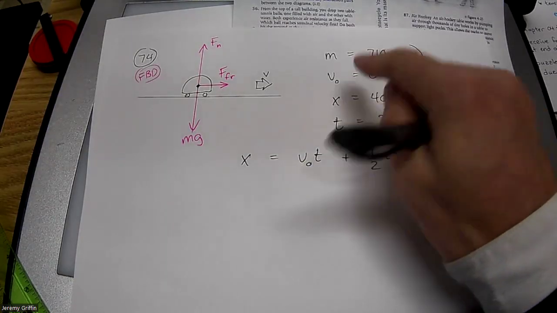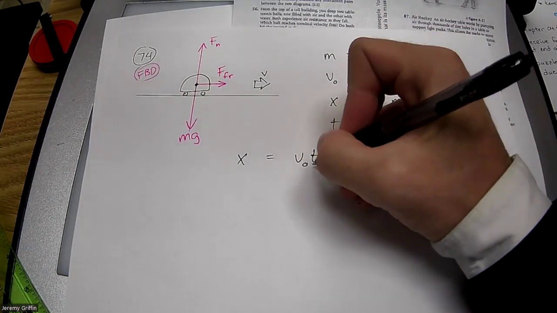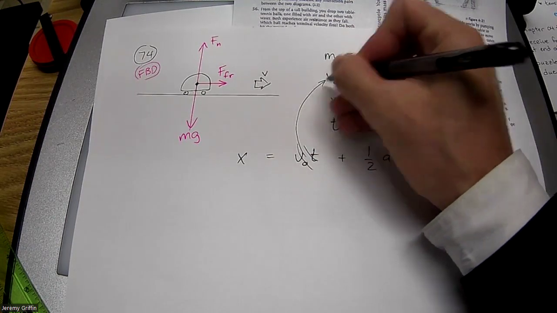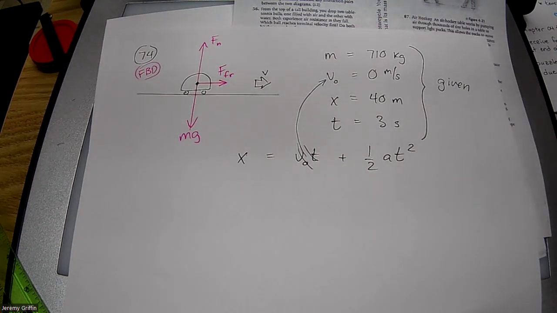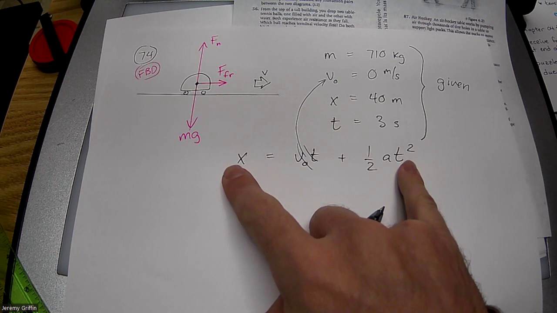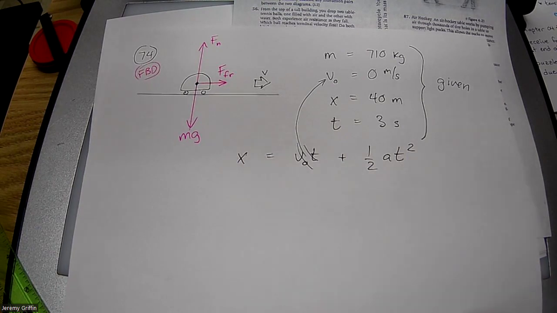But you know what? If it starts from rest, can you just get rid of the v naught t term? It goes away. Okay. Because now we just got x is 1/2 at squared. Right? So anything that starts from rest, x equals 1/2 at squared.